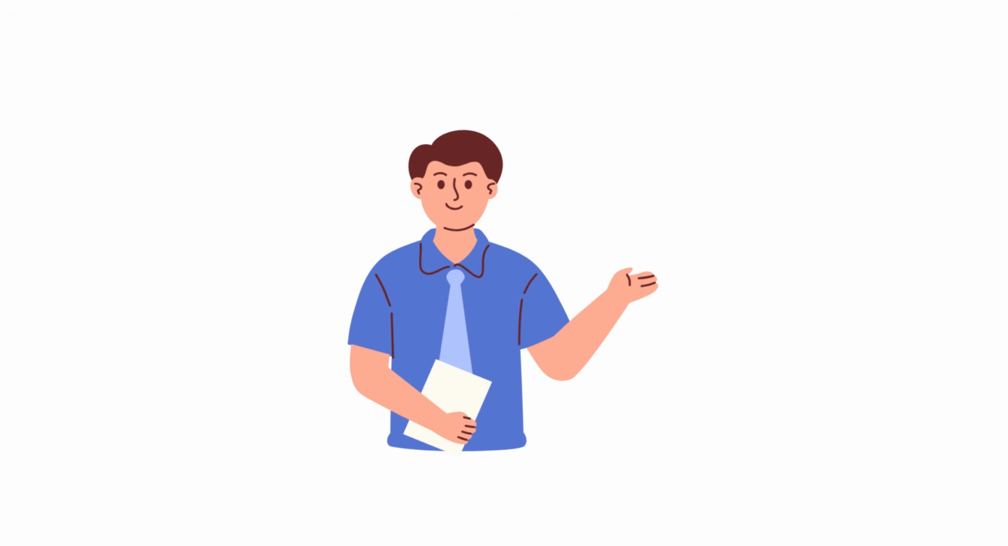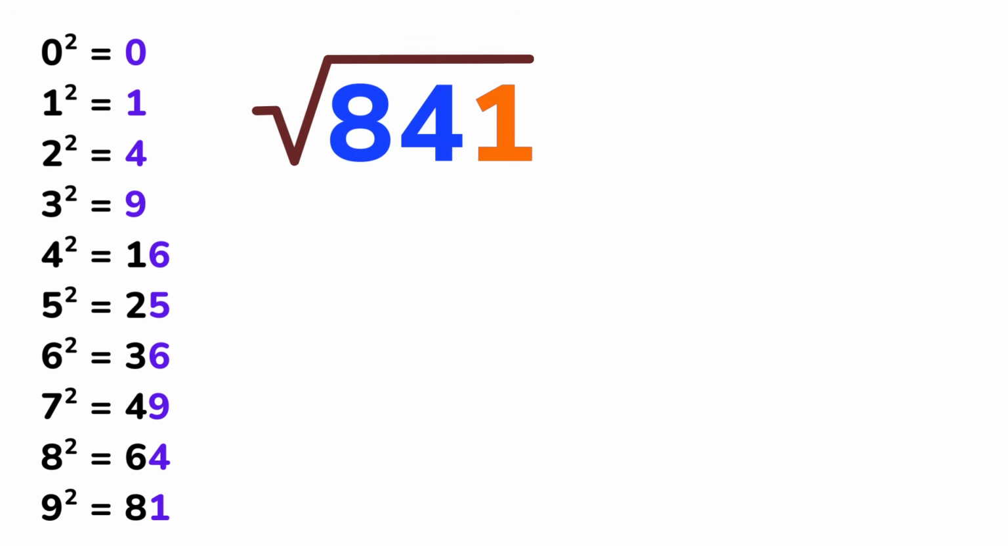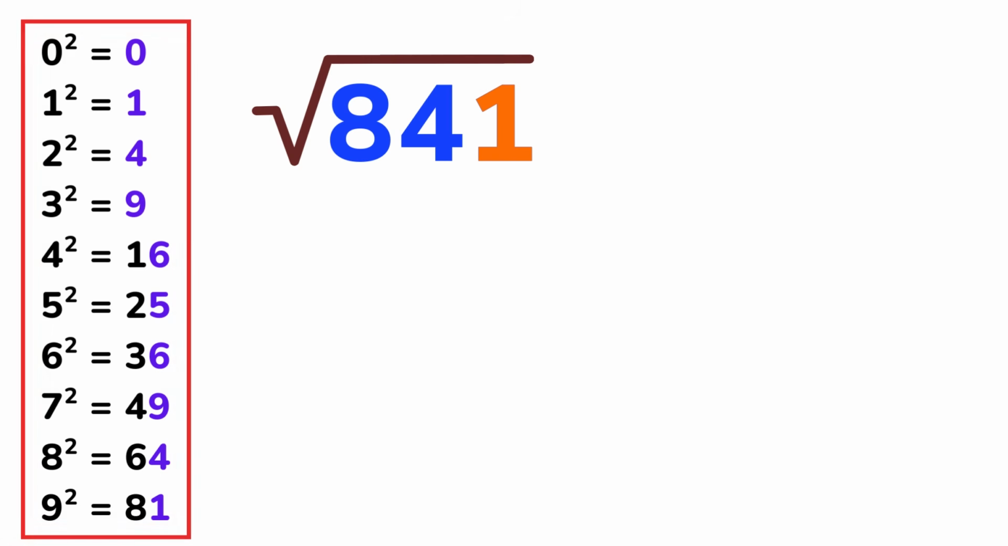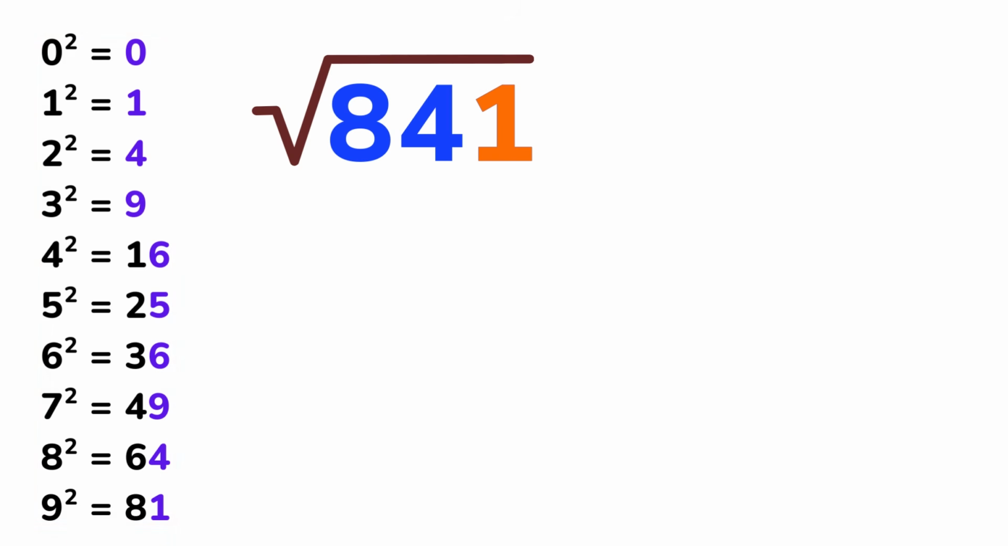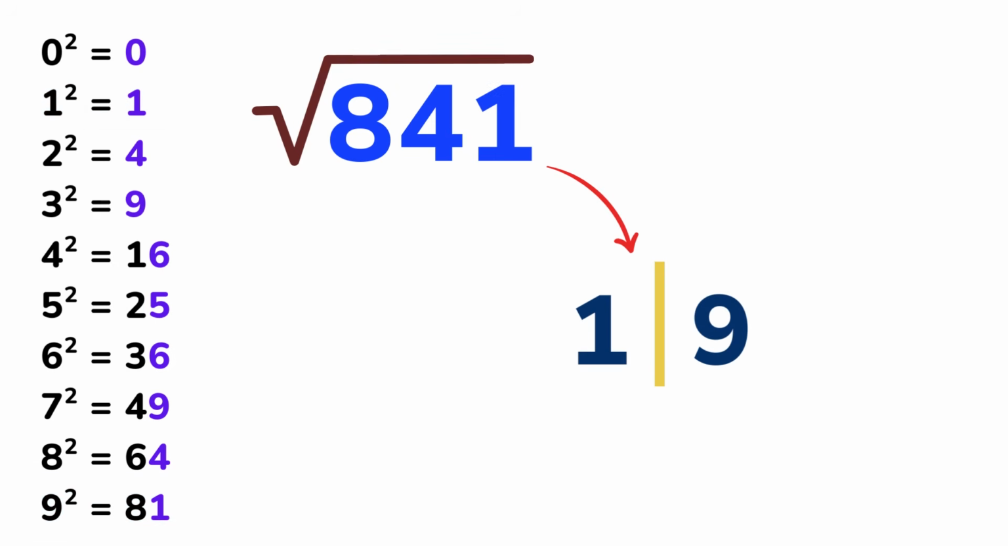Now let's take another example. What's the square root of 841? Look at the last digit of this number. It's 1. From our sheet, which squares have last digits ending in 1? It could be 1 squared is equal to 1, or 9 squared is equal to 81. So write down 1 and 9 as our possible last digits.